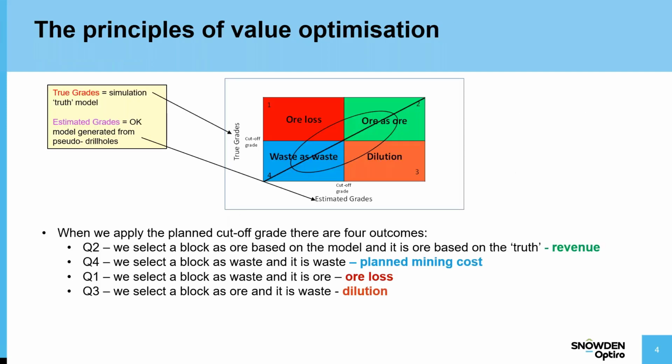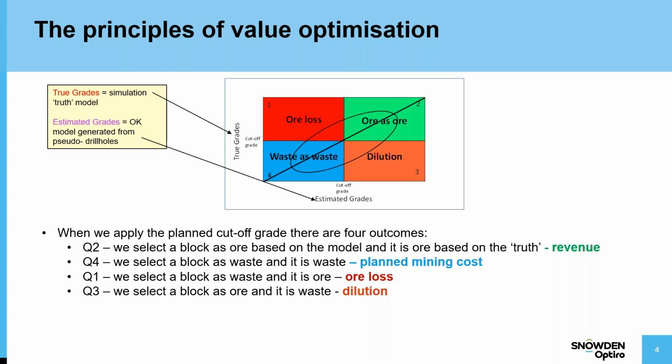So this slide is a little bit complicated, but I think you've probably seen all this before. What we're looking at here is a quadrant with estimated grades on the x-axis, sorry, true grades on the y-axis. And we're applying a cutoff grade, and that divides our situation into four segments. The first segment, the one we're interested in, is where we predict the material to be above cutoff grade, and in reality it is above cutoff grade. So that's material that is ore and we're mining it as ore.